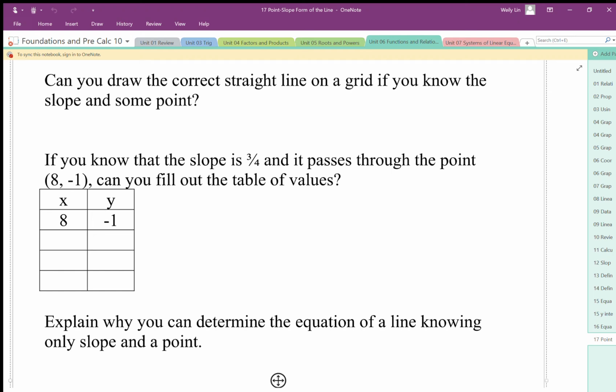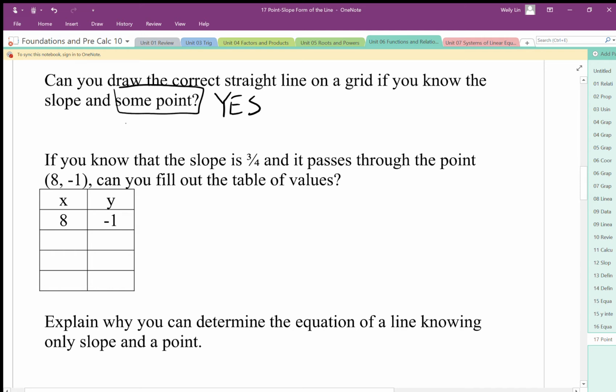Can we draw the correct straight line on a graph if you know the slope and some point? Well, the answer is definitely yes. And this is what the point slope form relies on. It doesn't rely on the y-intercept, but any point. Okay, and we can say in this case, any point.